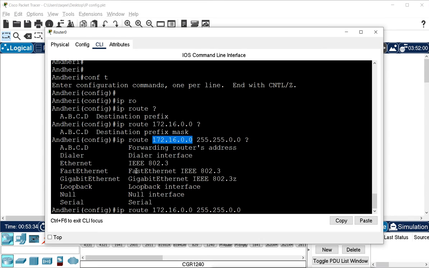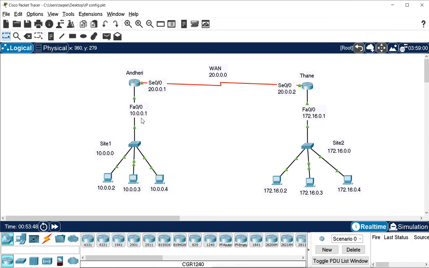Or we can mention the forwarding outgoing interface also. It is providing the information about all the interfaces, so we can give any interface name for the forwarding outgoing interface. Now the outgoing interface means it will be our own router's interface, because if I am in Andheri and I want to go to this network, site 2, I can go only from this serial interface. I can go only from this serial interface. This serial interface will be our outgoing interface.